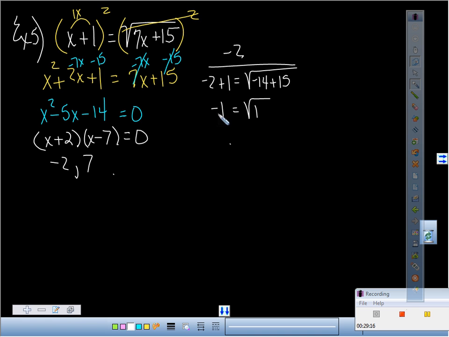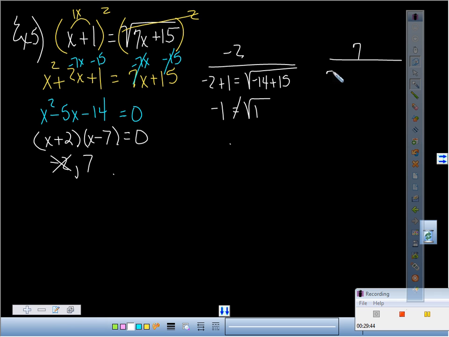Positive 1. So, y'all, that's not true. The square root of 1 is 1. So, negative 2 will not work. It is an extraneous solution. It is a correct solution that will not check. Now, let's check 7. If 7 was extraneous too, then I might go back and say what? I might have made a mistake somewhere. I better go back to check my work.